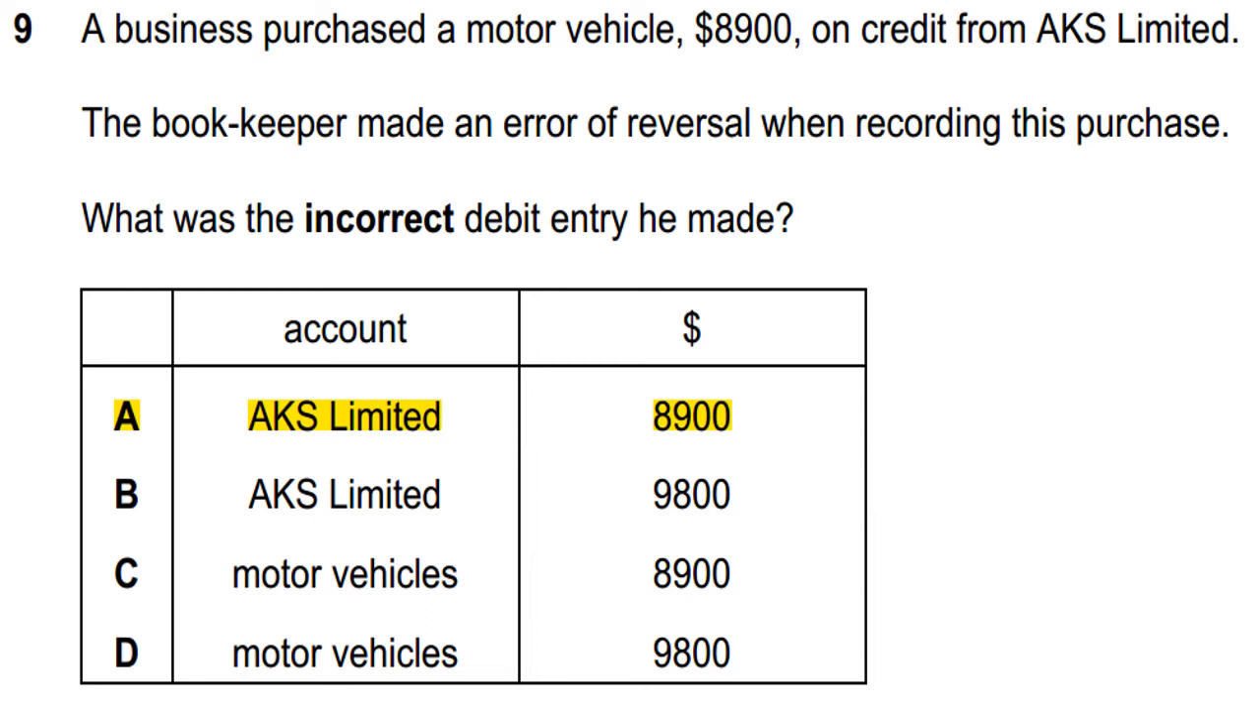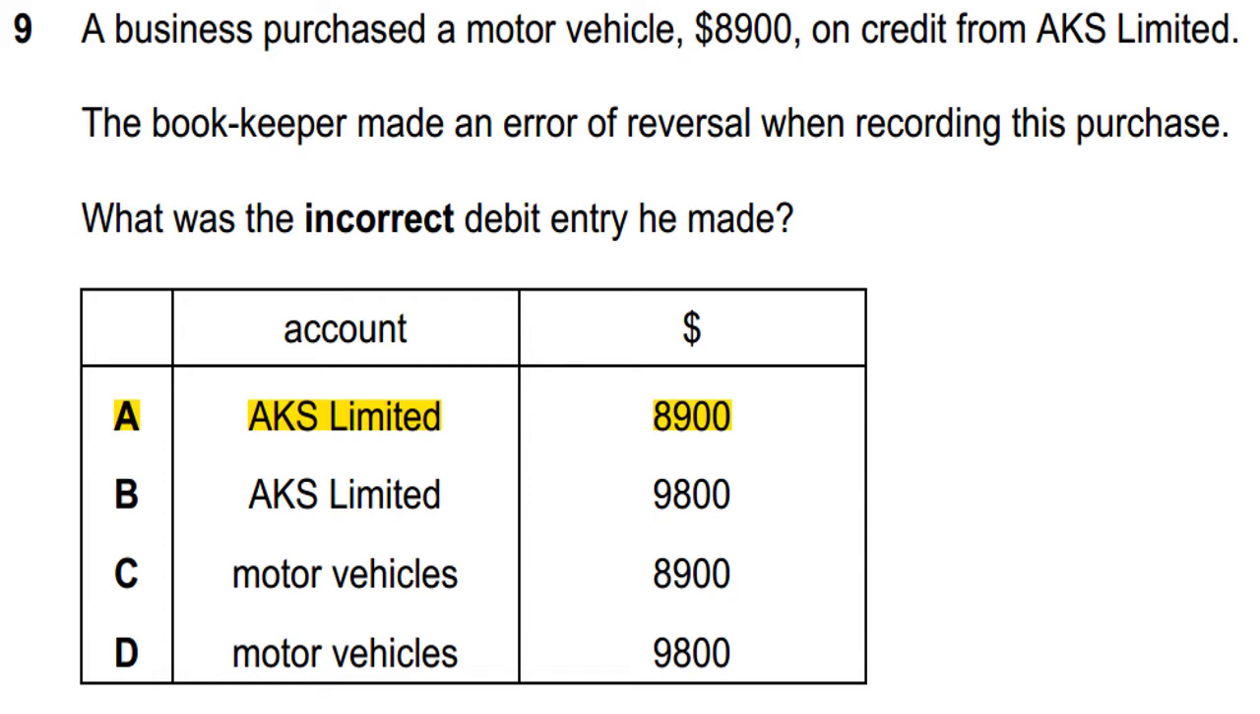And number 9: a business purchased a motor vehicle for $8,900 on credit from AKS Limited. The bookkeeper made an error of reversal when recording this purchase. What was the incorrect debit entry he made?